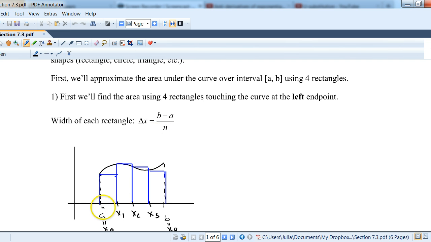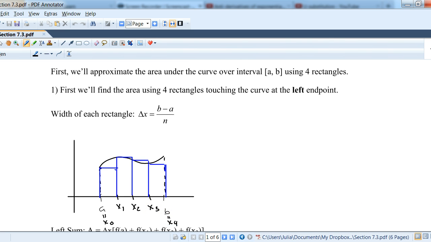And then you have also the number of endpoints. You actually always have one more endpoint than the number of rectangles, because you start with a, then you keep adding the width of each rectangle, so you'll get x1, x2, x3, for example, if you have 4 rectangles, and b would be x4, but in total you have 5 points actually.